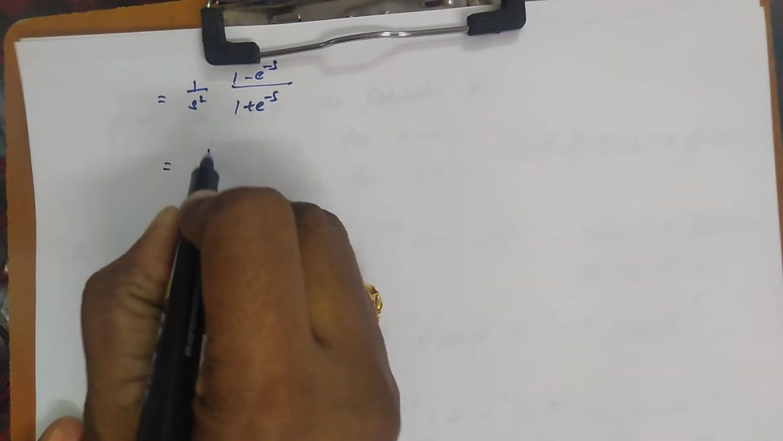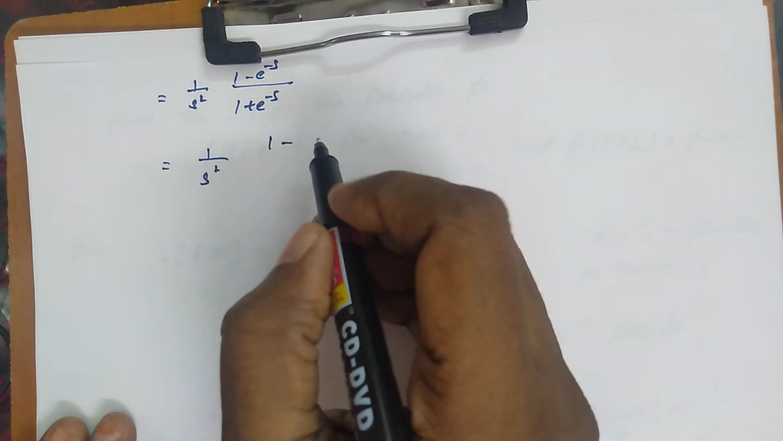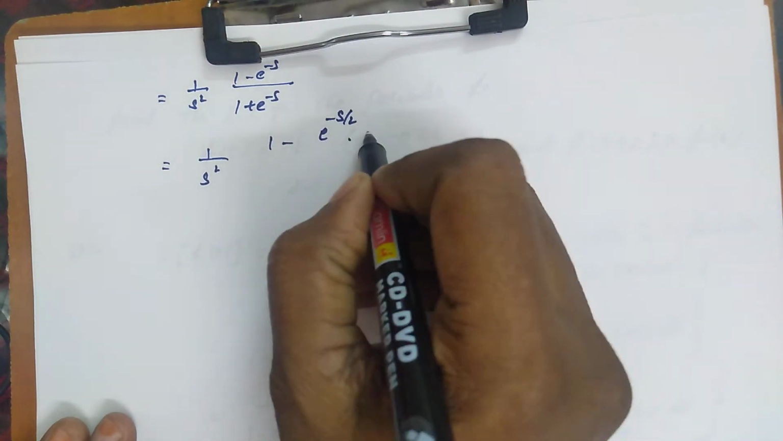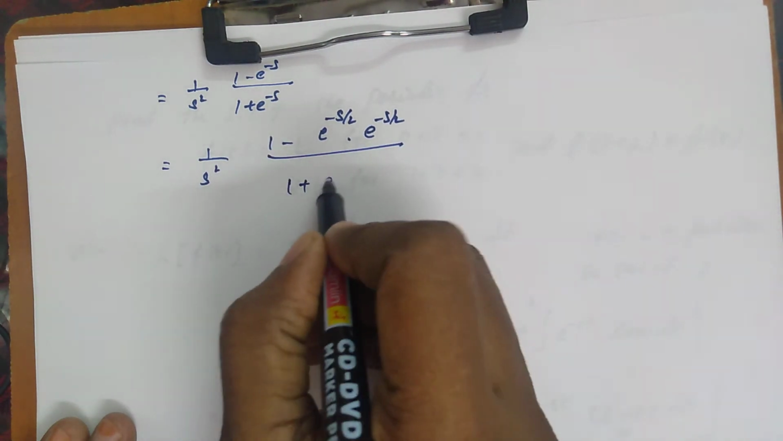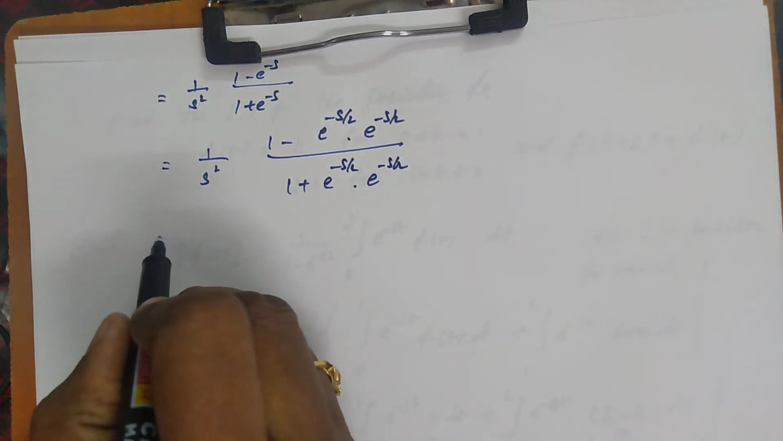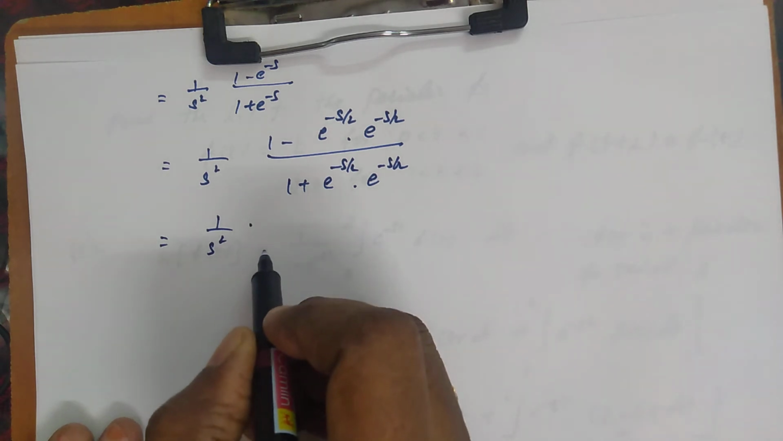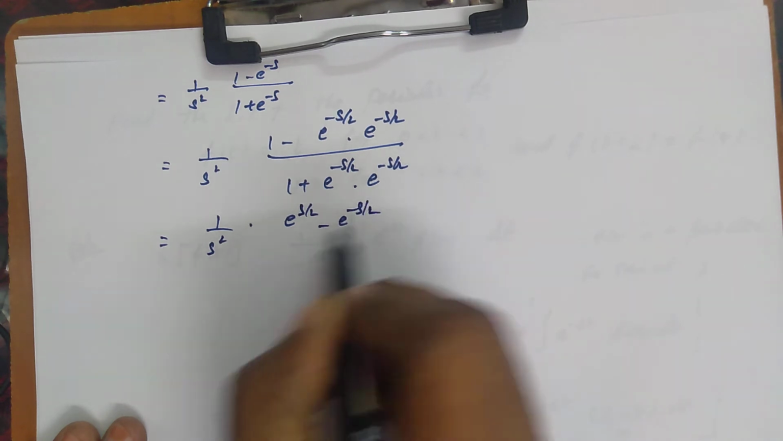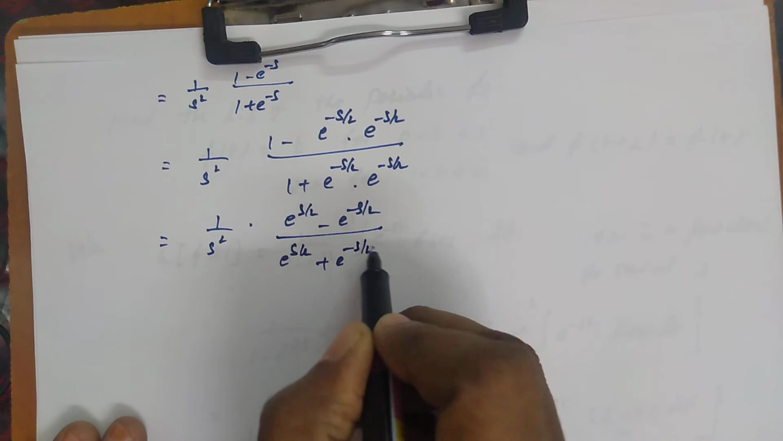So which is equal to 1 by s square into 1 minus, this e power minus s can be written as e power minus s by 2 into e power minus s by 2, okay, whole divided by 1 plus e power minus s by 2 into e power minus s by 2. After this, 1 by s square into e power s by 2 minus e power minus s by 2 divided by e power s by 2 plus e power minus s by 2.